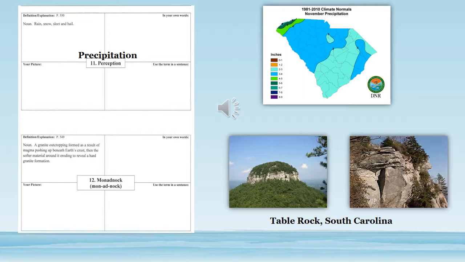A monadnock is just a granite outcropping, formed from the Earth's crust billions and billions of years ago. Table Rock is a lovely example of this. I also put the side of the mountain here so you could see all that granite that was just formed by nature. So when we think of monadnock, we can think of Table Rock. And we'll be talking more about Table Rock in the days ahead.